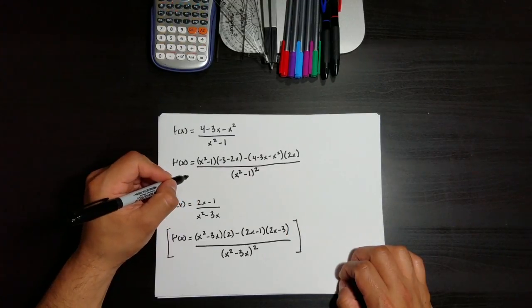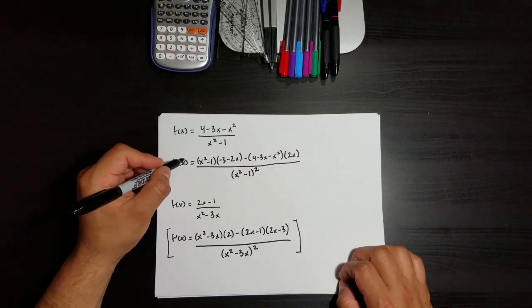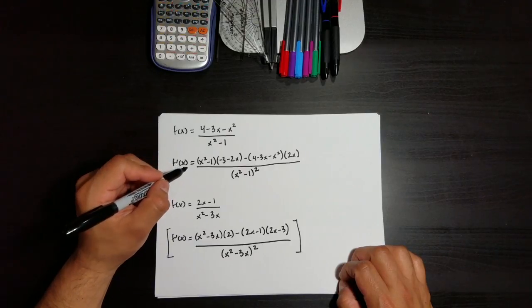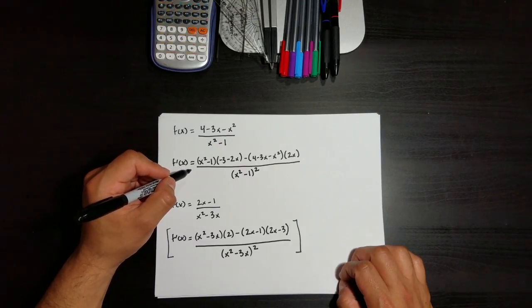These are just a couple of examples when dealing with the quotient rule. Stay tuned for the next video where we're going to be working with the chain rule.